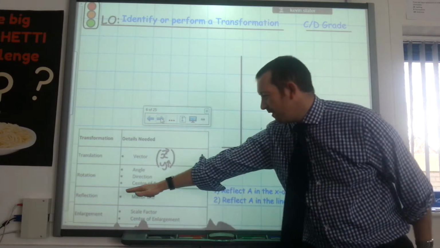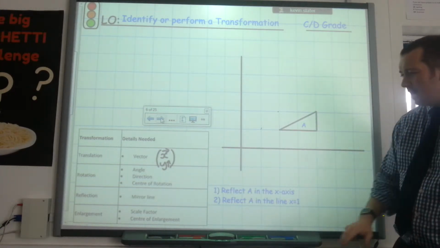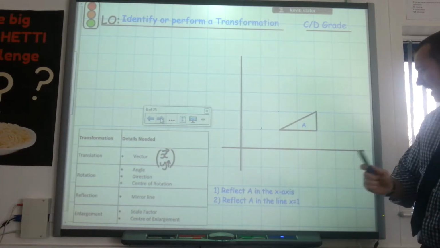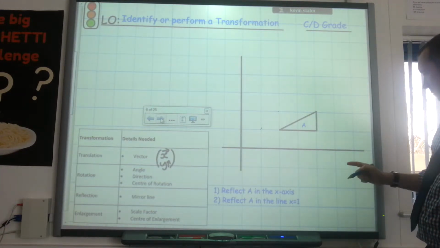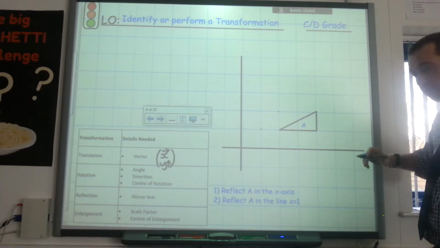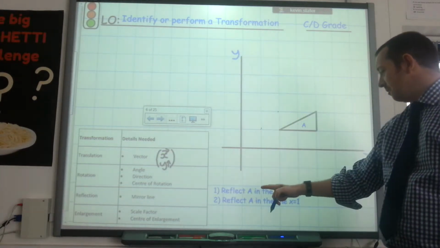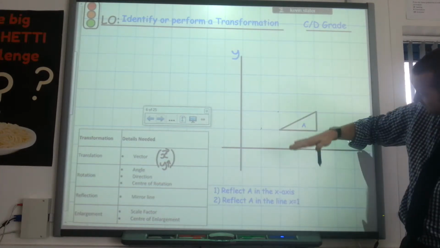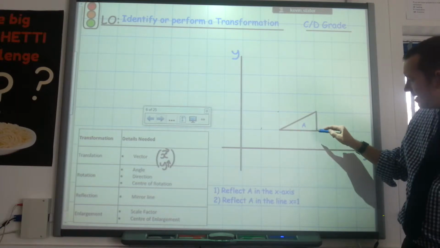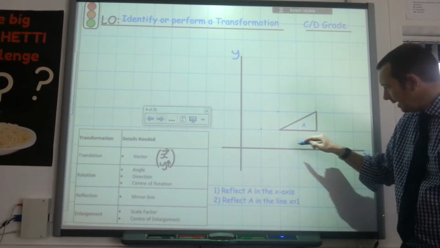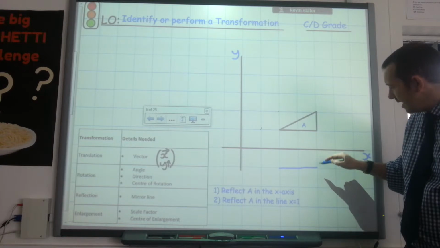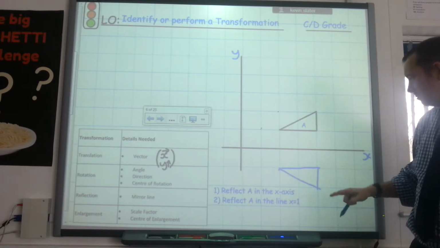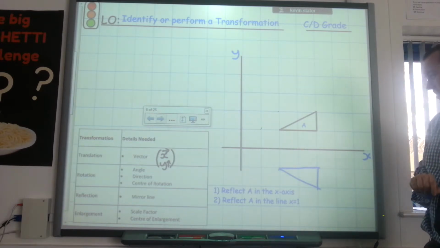Now we're talking about reflection. With reflection, we need to have a mirror line. The first one says, reflect A in the x-axis. This is the x-axis here, the horizontal one, and this is the y-axis. So I need to imagine there's a mirror there, and that would be flipping over here. I can see that this line is 1 square away from the mirror line, so it also needs to be 1 square away this side. So there we go, that's A now reflected in the x-axis.